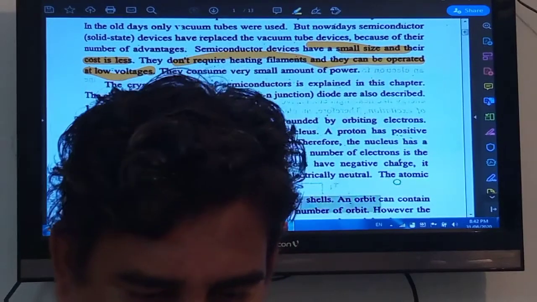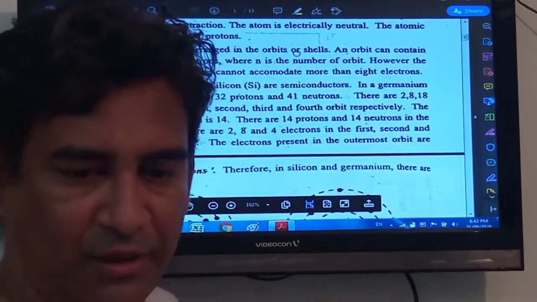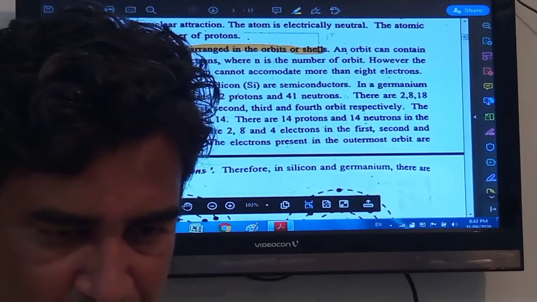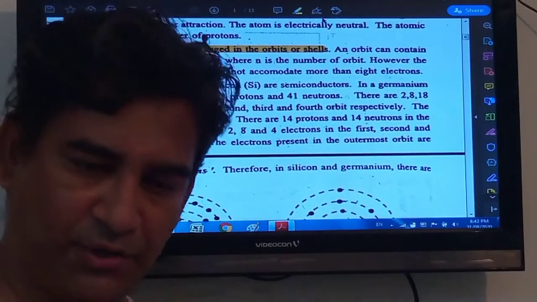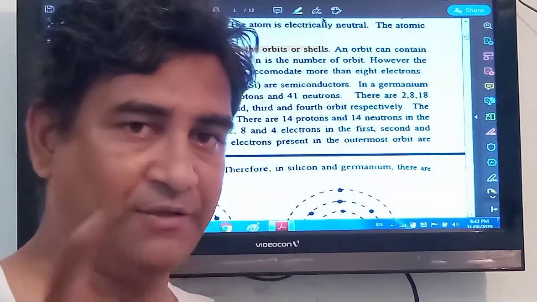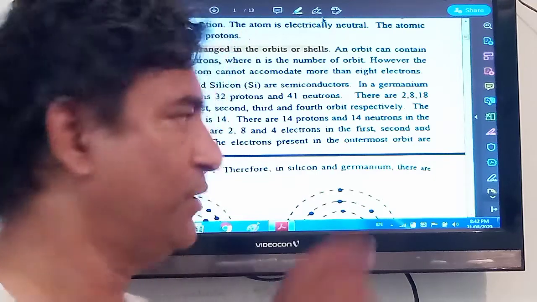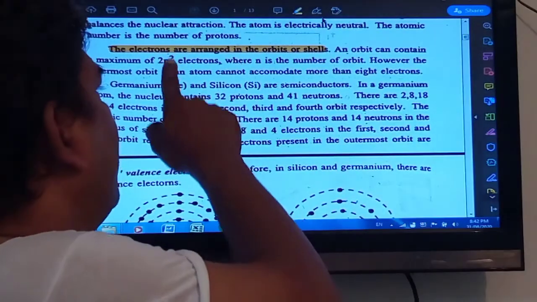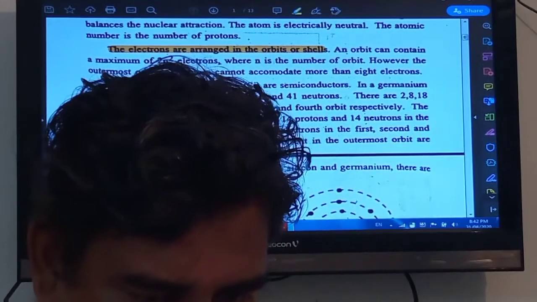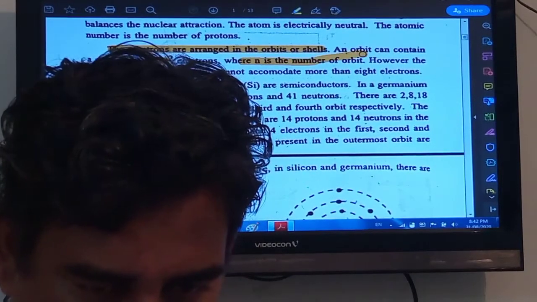The electrons are arranged in orbits. These electrons are arranged in particular orbits or shells. Here, mark it one: the electrons are arranged in orbits or shells. An orbit can consist of a maximum of 2n raised to power 2 electrons, where n is the number of the orbit.